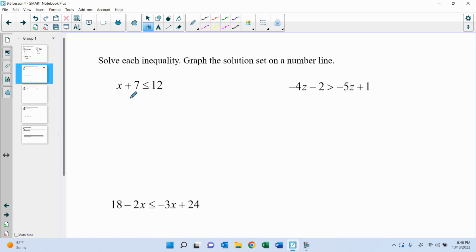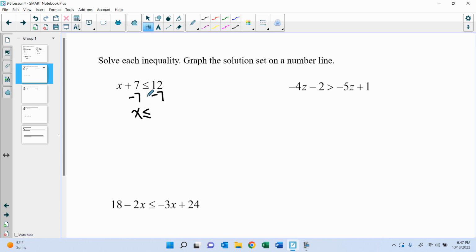So right here, we're going to solve it just like that was an equal sign. So we're going to subtract 7 from each side. So on the left, you're going to have x. And now instead of equal, you'll have less than or equal to. You leave that sign.